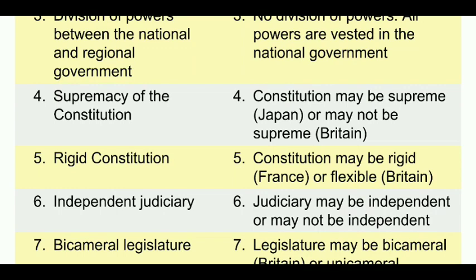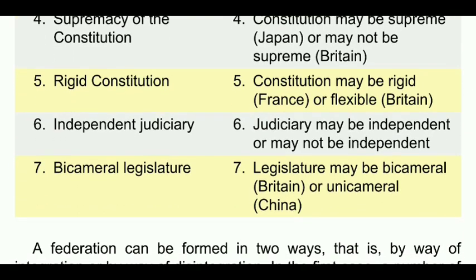Number 4, supremacy of the constitution. There the constitution may be supreme as in Japan, or may not be supreme as in Britain. Number 5, rigid constitution. There the constitution may be rigid, France, or flexible as in Britain. Number 6, independent judiciary, and there the judiciary may be independent or may not be independent. Number 7, bicameral legislature, and there the legislature may be bicameral as in Britain or unicameral as in China.